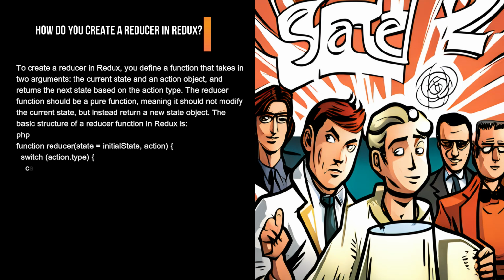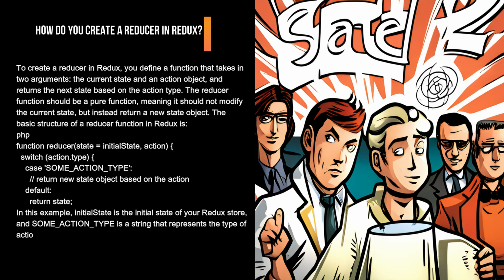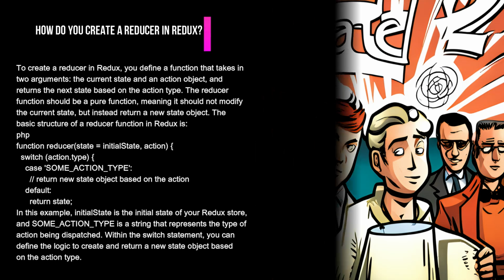function reducer(state = initialState, action) { switch (action.type) { case SOME_ACTION_TYPE: return a new state object based on the action; default: return state; } } In this example, initialState is the initial state of your Redux store, and SOME_ACTION_TYPE is a string that represents the type of action being dispatched. Within the switch statement, you can define the logic to create and return a new state object based on the action type.